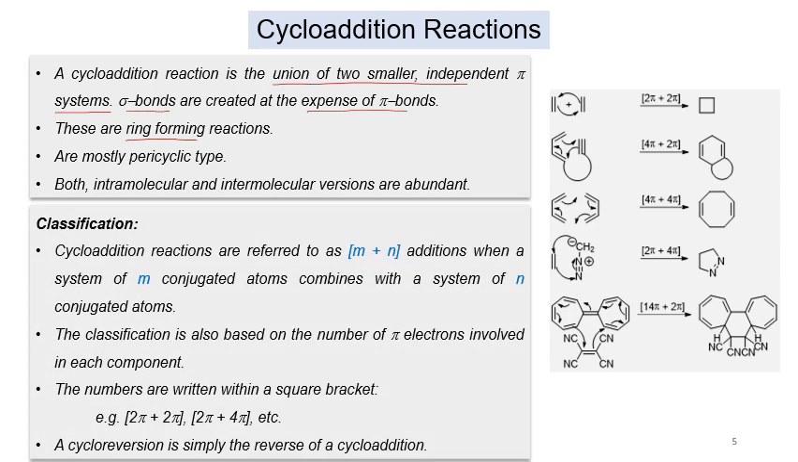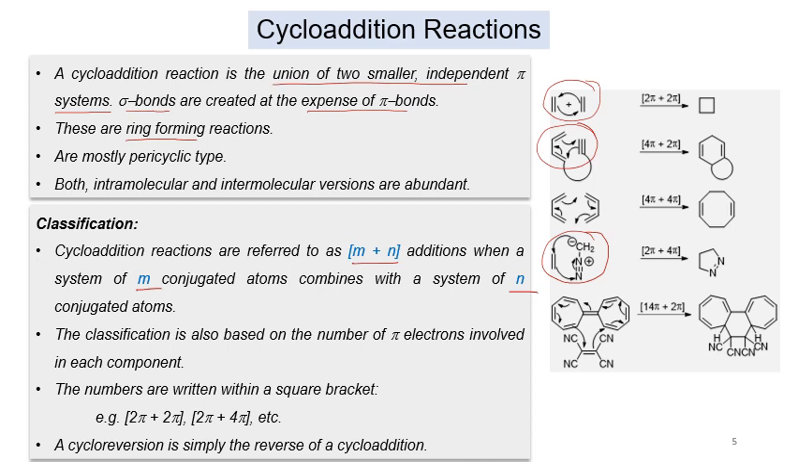So the classification of cycloaddition reactions goes in this way. These are often referred to as M plus N additions. When a system of M conjugated atoms combines with a system of N conjugated atoms, it is called an M plus N cycloaddition. So a system of this kind would be known as a 2 plus 2 cycloaddition. This would be known as a 4 plus 2 cycloaddition. This would be known as a 3 plus 2 cycloaddition.